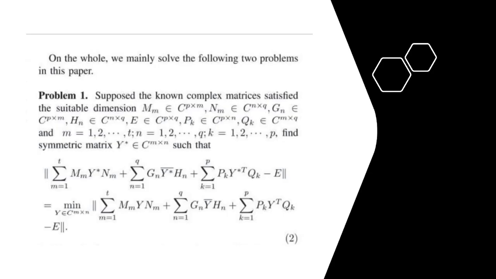On the whole, we mainly solve the following two problems in this paper. Problem 1. Suppose the known complex matrices satisfy the suitable dimensions: M_t belongs to C power p into m, N_t belongs to C to the power n into q, G_q belongs to C power p into m.